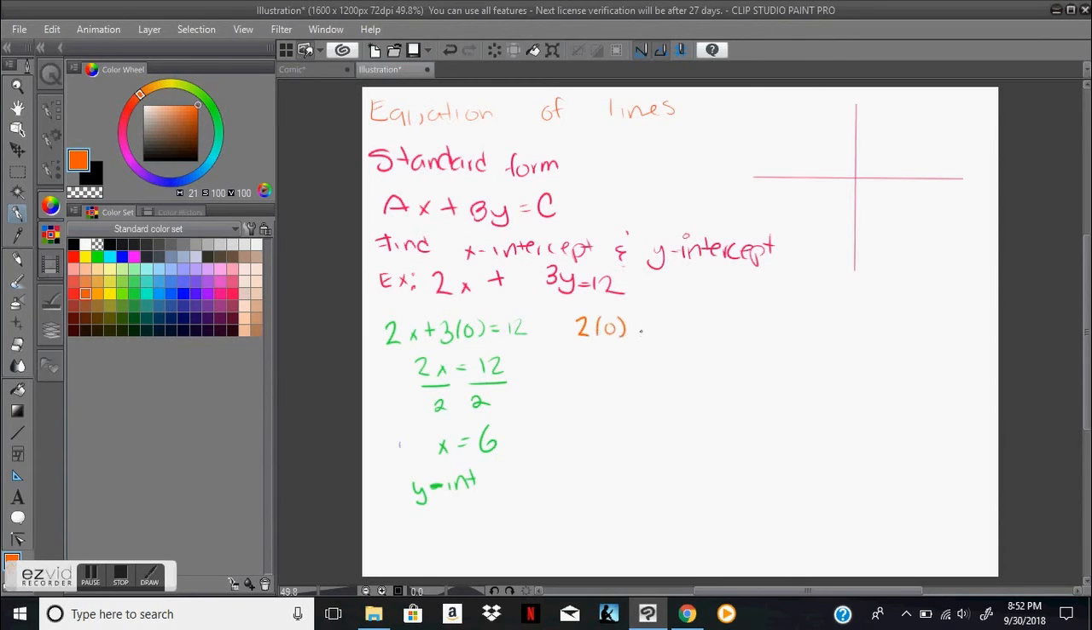Now, to find the y-intercept, we're going to make x equal to 0, and we would have 3y equals 12. Then we're going to divide both sides by 3, and we end up with y equals 4. And that would be the y-intercept, but I labeled it in the video as the x-intercept.